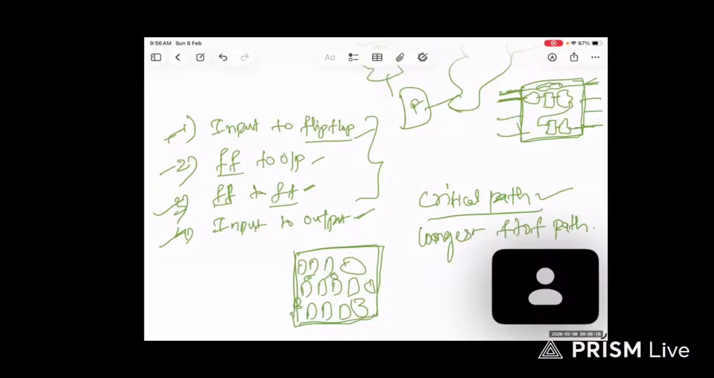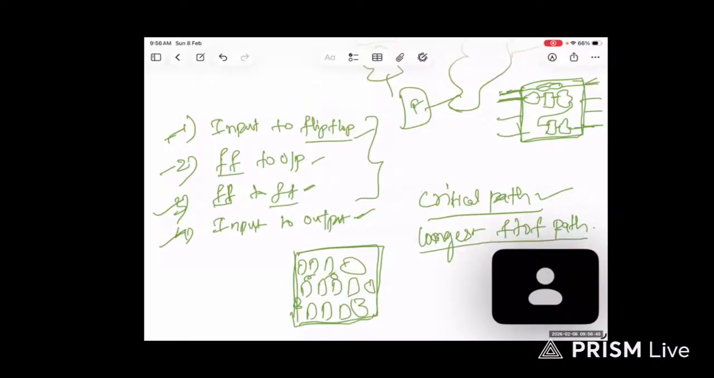So the longest chain decides the frequency of the chip, I guess. So the longest chain of flip-flops decides the frequency then. Yes, that's what I said. The longest flop to flop path that is there, that is the critical path, is going to decide the frequency of the chip.